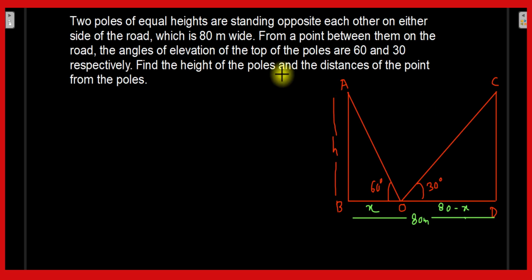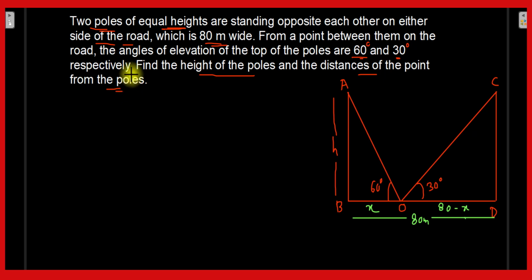So friends, here is the first question on the screen. Two poles of equal heights are standing opposite each other on either side of the road, which is 80 meter wide. From a point between them on the road, the angles of elevation of the top of the poles are 60 degrees and 30 degrees respectively. Find the height of the poles and the distance of the point from the poles.